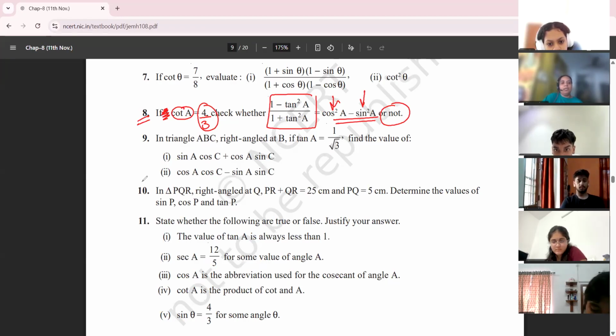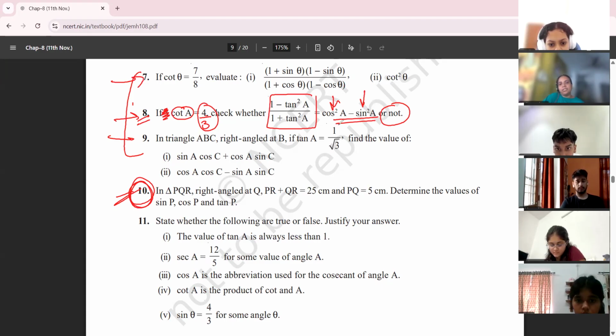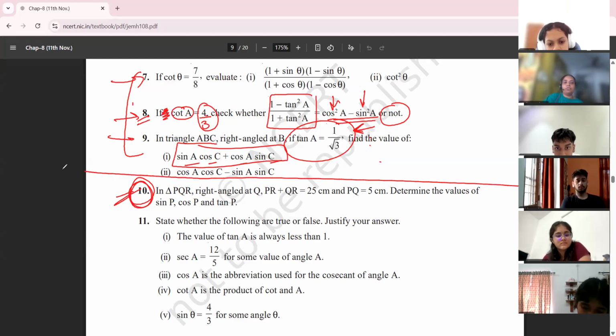Try it. Question number 10 I'll start with, but for question number 7, 8, 9, if there are doubts, I'll take them. But they are on the same lines. Tan A is given to you. So from here you can find out the third side using Pythagoras theorem and then find out sine A, cos C, cos A, sine C and put them in the expression to solve. Okay? Clear? I'll start from question number 10. So you have to try it up till question 9.